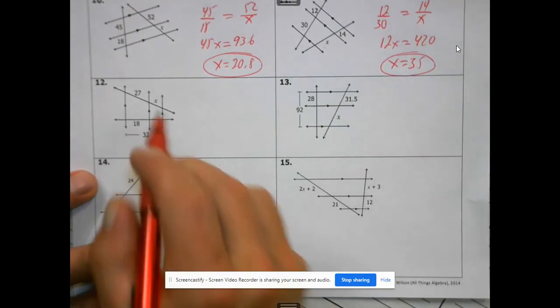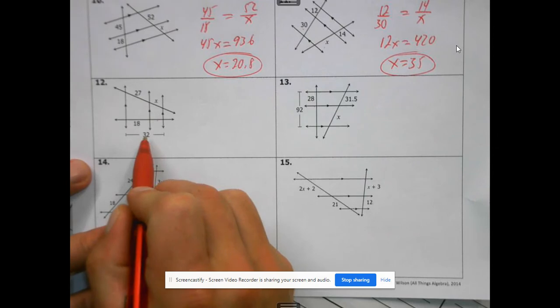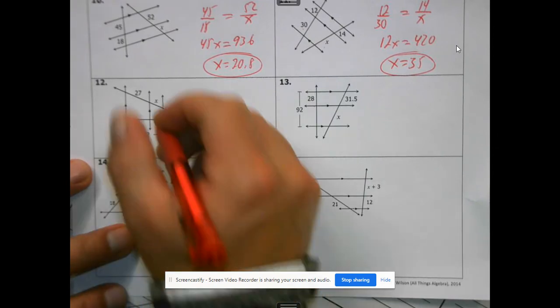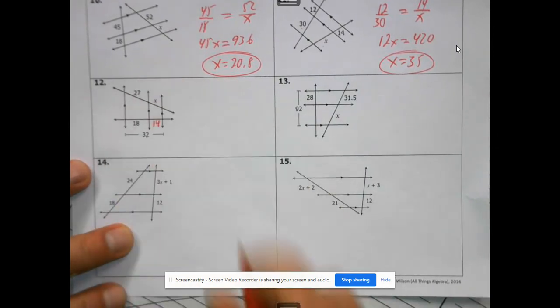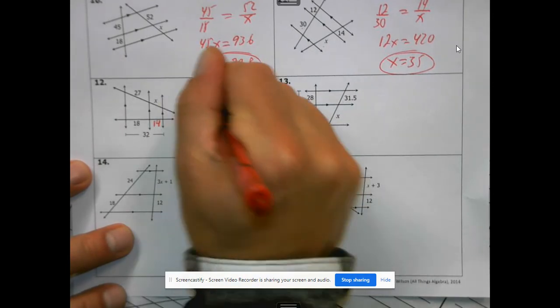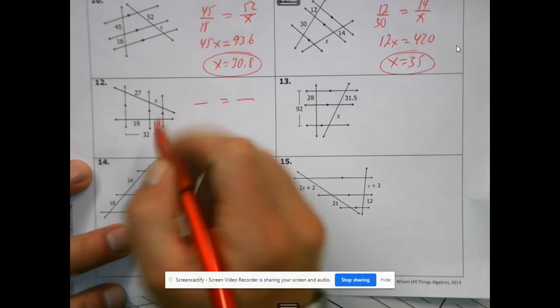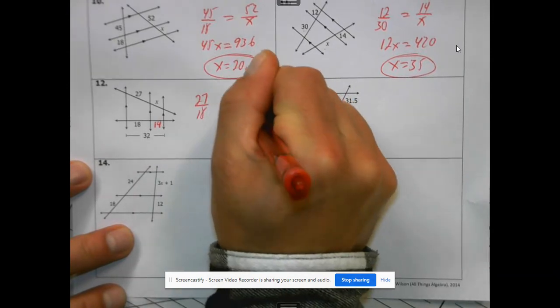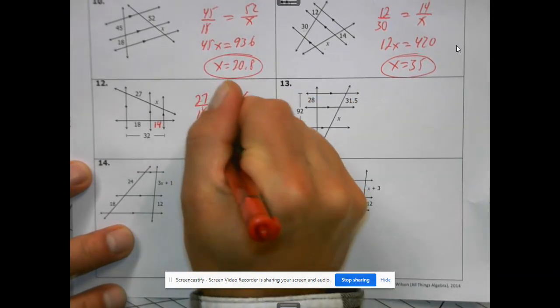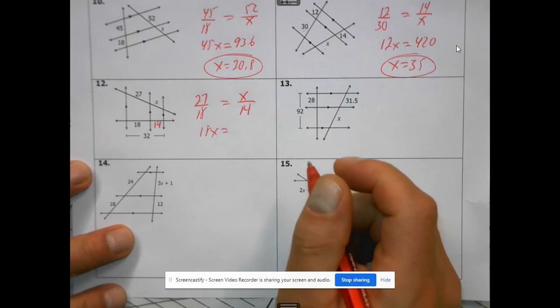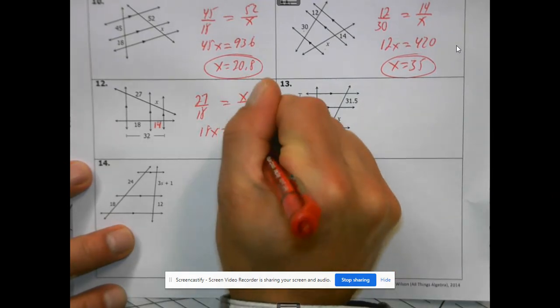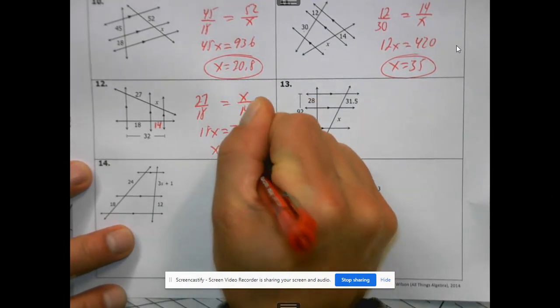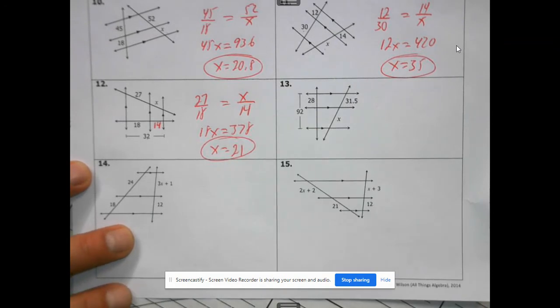Number 12, you got to find the missing distance right here. The whole thing's 32. Subtract off the 18. There's 14 left for that piece. Proportion, top down, top down. 27 over 18 equals x over 14. 18x, 27 times 14 is 378. 18 goes in there 21 times.